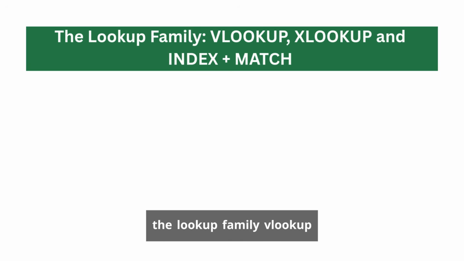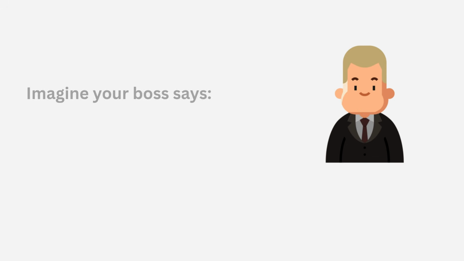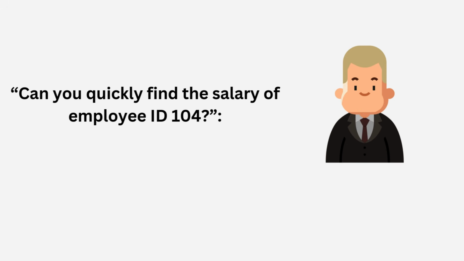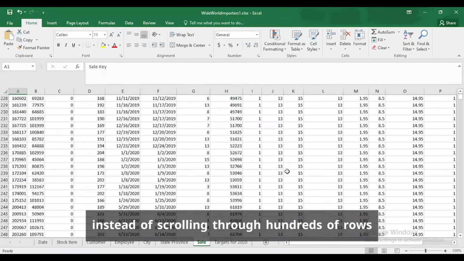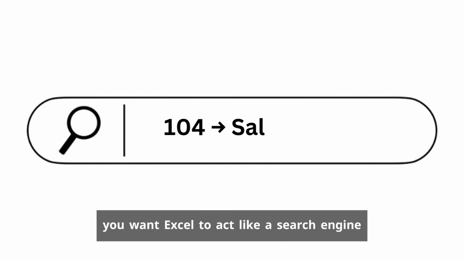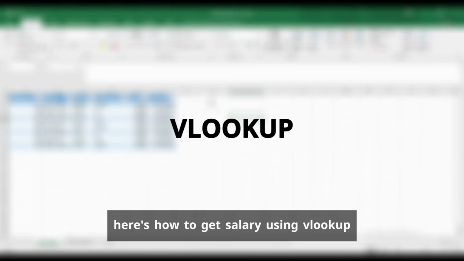The lookup family, VLOOKUP, XLOOKUP, and INDEX+MATCH. Imagine your boss says, "Can you quickly find the salary of employee ID 104?" Instead of scrolling through hundreds of rows, you want Excel to act like a search engine. That's the lookup family. Here's how to get salary using VLOOKUP.